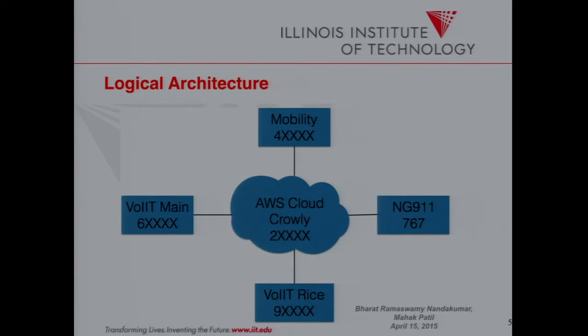well, we have connected all of our servers up there with each one getting their own extensions. Voice over IIT main gets a 6 followed by 4 digits extension. Mobility gets a 4 followed by 4 digits extension. NG911 they get 767, and well, if you want to call any users who are registered to the cloud server, then you just call a 2 followed by 5 digits extension.